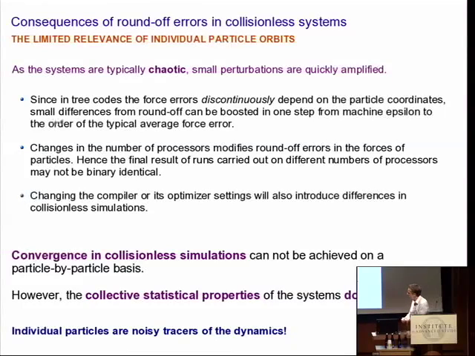However, and that's the funny thing, the collective statistical properties of the collisionless system do not change, and they do converge nevertheless. It's quite an interesting property. So what this means is that if you do dark matter n-body simulations or stellar n-body simulations in the collisionless regime with such parallel codes, individual particles are really noisy traces of the dynamics. They are essentially meaningless. You can only talk about statistical properties of collections of particles.